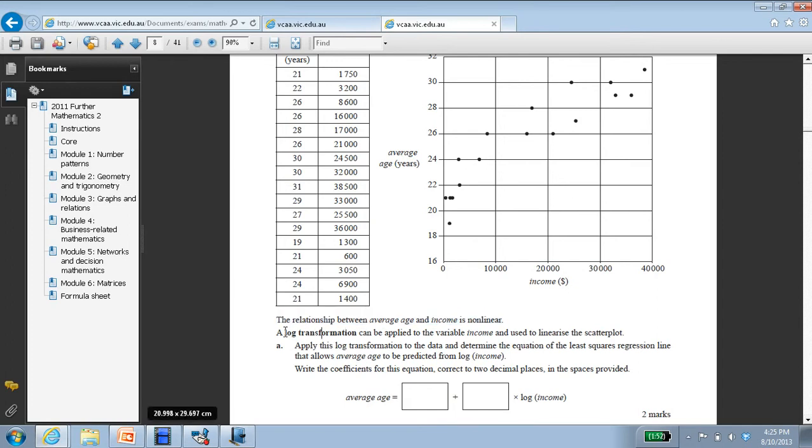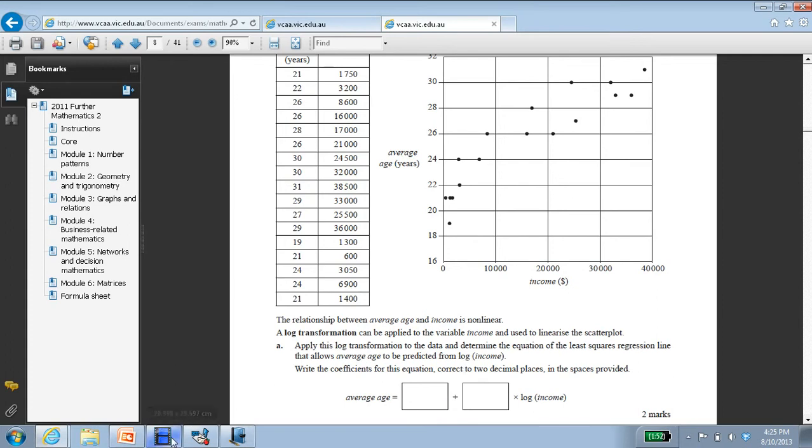A log transformation. So we're going to take a log. It can be applied to the variable income. Income is on the x-axis, so we're going to do a log x transformation. Apply this log transformation to the data, determine the equation of the least squares regression line, write the coefficients correct to 2 decimal places. And they've given us a sort of a structure. We need to fill in these 2 boxes.